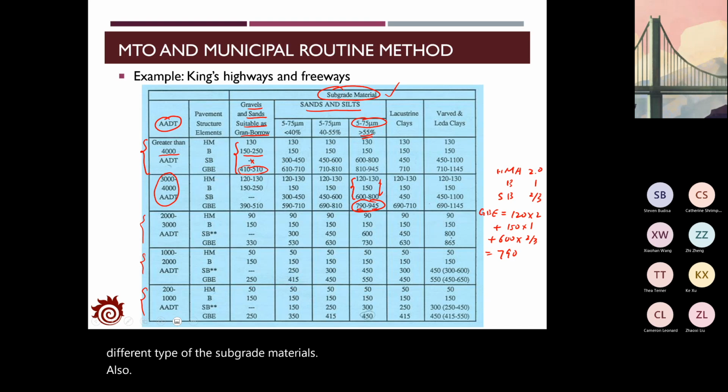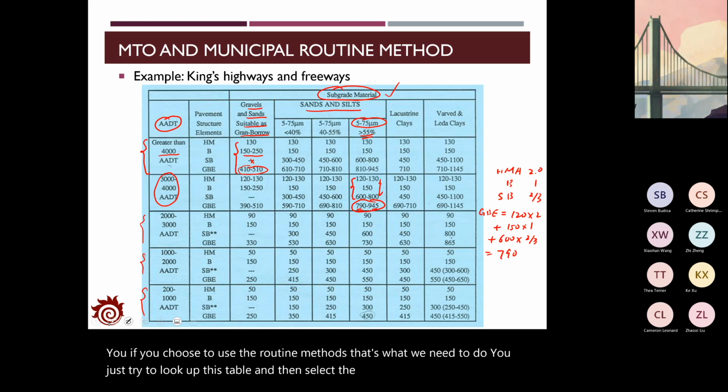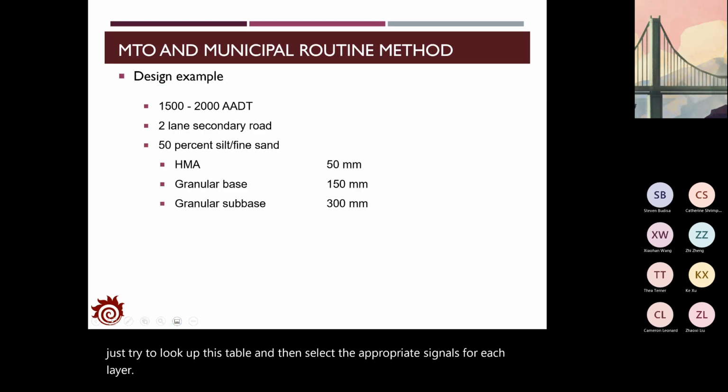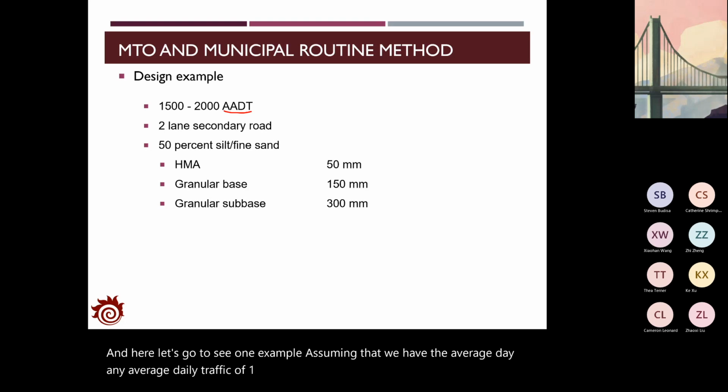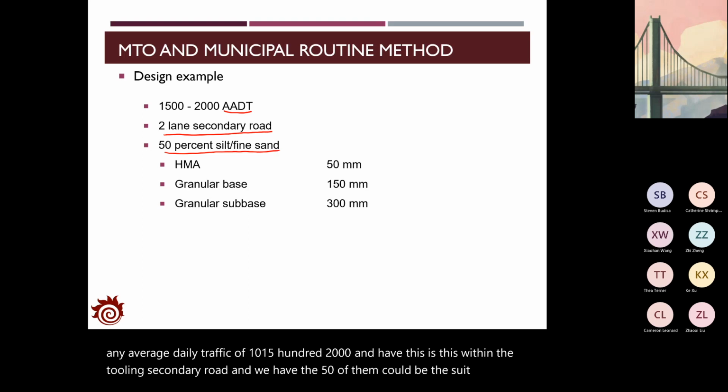If we choose to use the routine method, that's what we need to do. We just look up this table and then select the appropriate thickness for each layer. Here, let's go through one example. Assuming that we have an average daily traffic of 1,500 to 2,000, on a 2-lane secondary road, and 50% of the subgrade could be silt or fine sand.